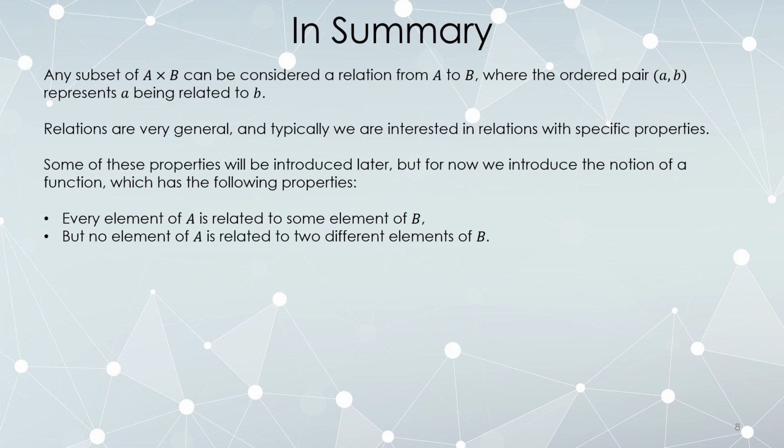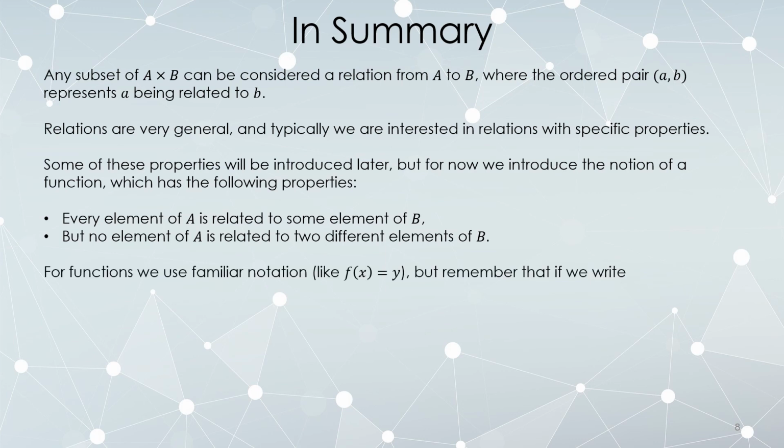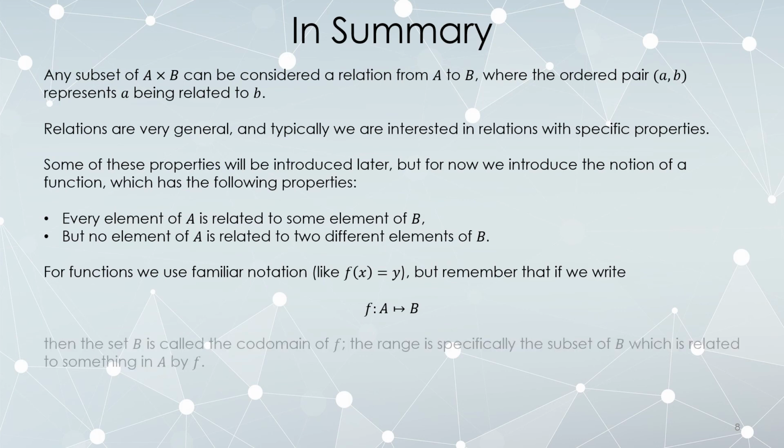A function with domain A and codomain B says every element of the domain is mapped to something, but not to more than one thing. That's a function. For functions, we are going to use familiar notation like f of x equals y, but remember, if we write that f maps A to B, or f is a function with domain A and codomain B, the range is not necessarily B. The range is specifically the subset of B which is actually achieved by plugging things from A in. So the stuff that you actually get out is called the range. The codomain is just whatever set you happened to put there.